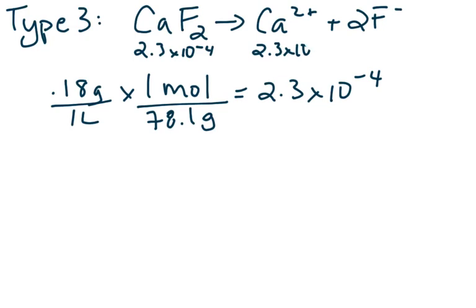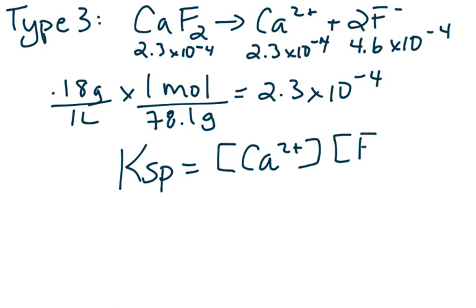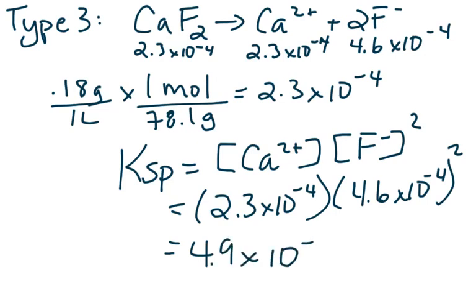Believe me, that's supposed to be a 4. But with the F, we have to multiply it by 2, so it's going to be 4.6 times 10 to the negative 4. And we times it by 2 because of the 2 coefficient in front of it. So now we carry on as normal. Write your KSP expression, Ca times F- squared, because that coefficient becomes an exponent. You put your numbers in for concentration. Don't forget to square it. That's a common mistake students make. And you should get 4.9 times 10 to the negative 11.